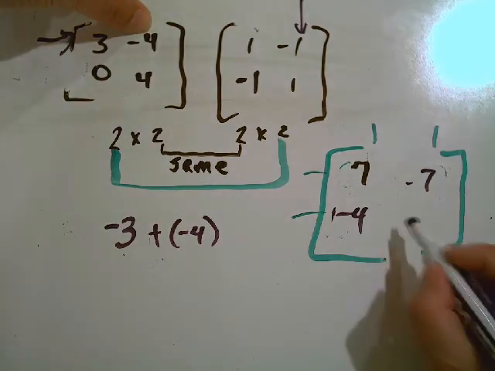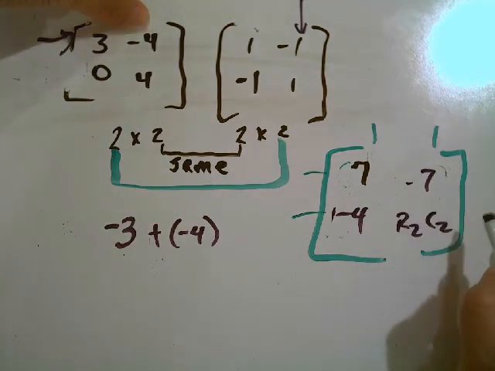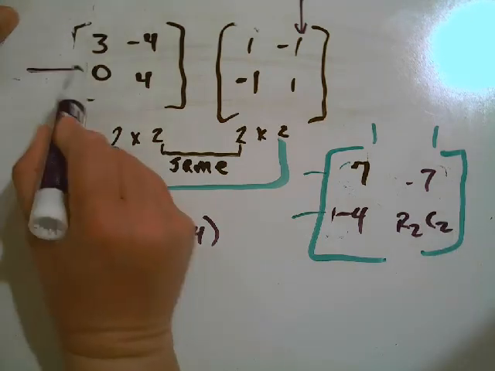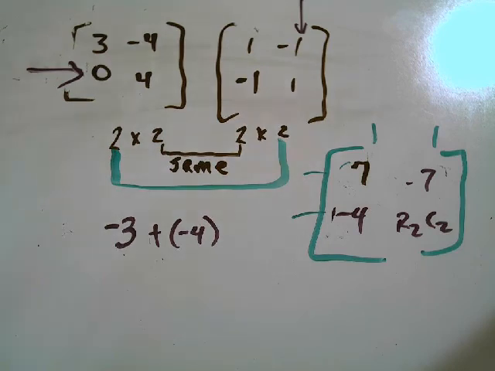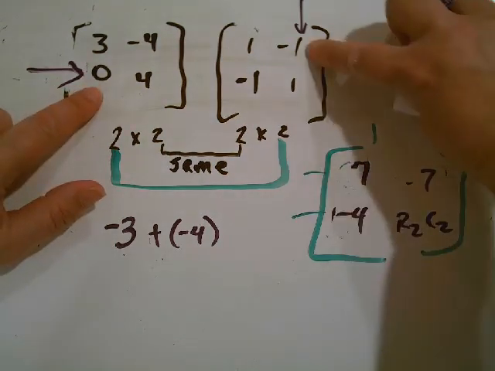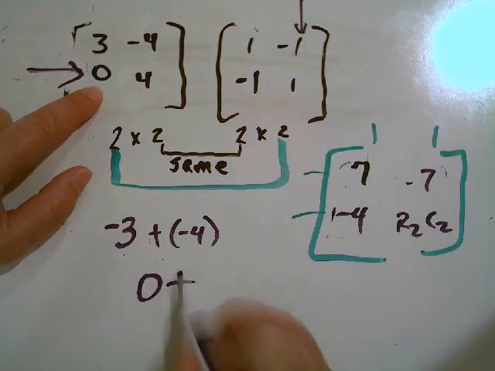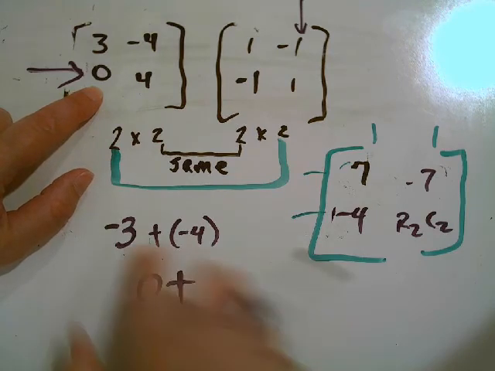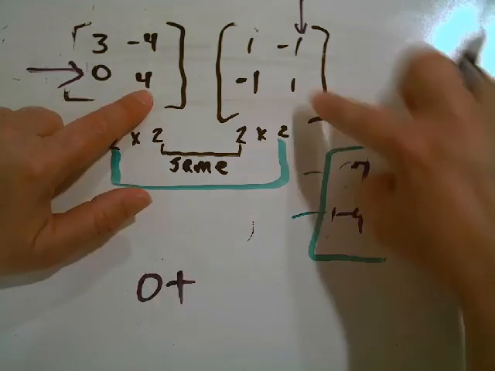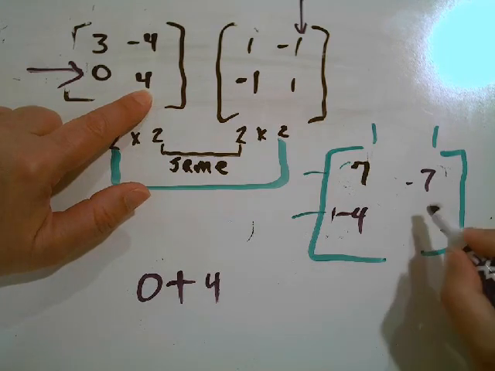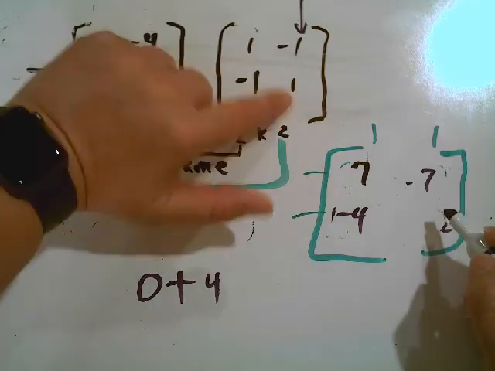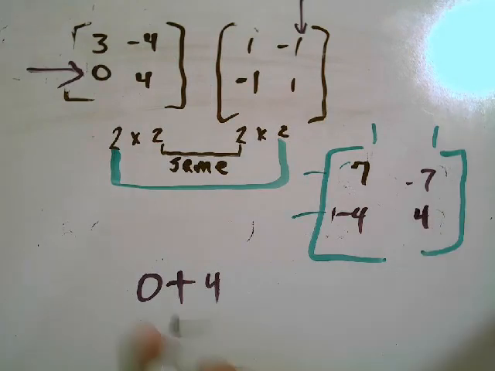The last spot is row 2, column 2. So I'm going to use row 2 of the first matrix, column 2 of the second matrix. 0 times negative 1 is 0. 4 times 1 is 4. So the number that goes in row 2, column 2 is 4, the sum of those two elements. So this is the new matrix that was produced.